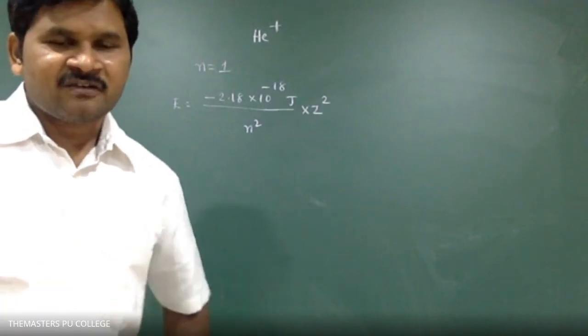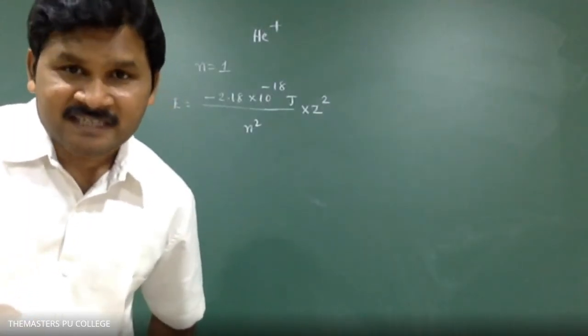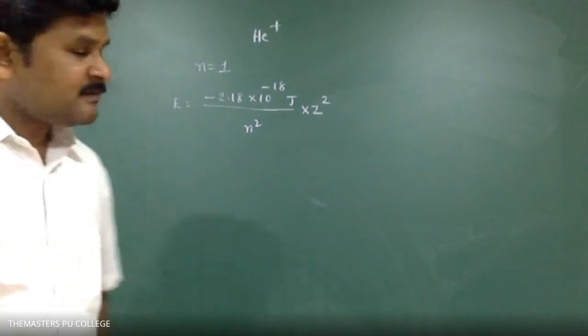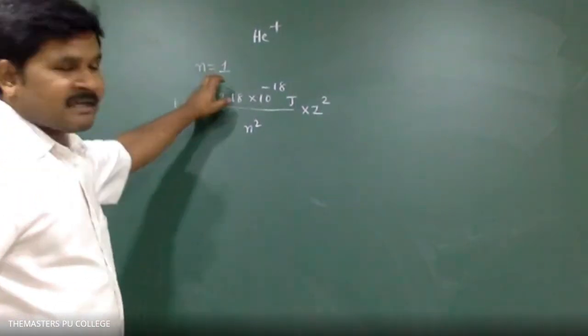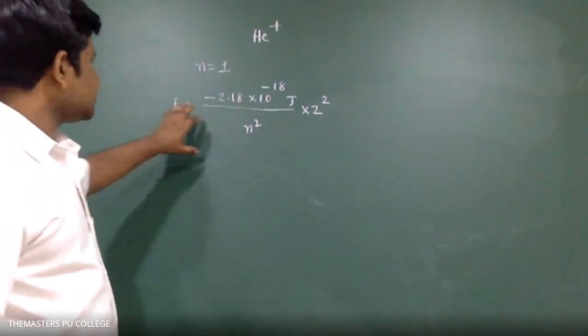Read the question: calculate the energy associated with the first orbit. Orbit is also known as shell. So what is the orbit number? n is equal to 1. So this is the formula.